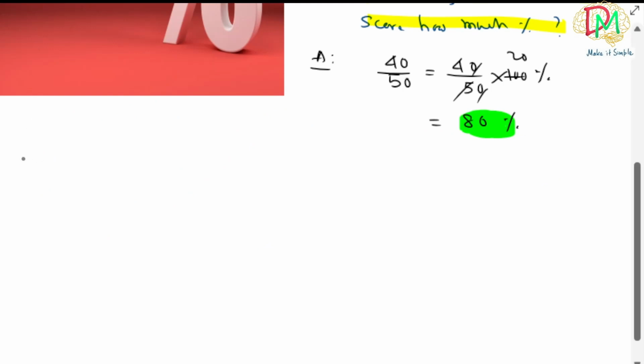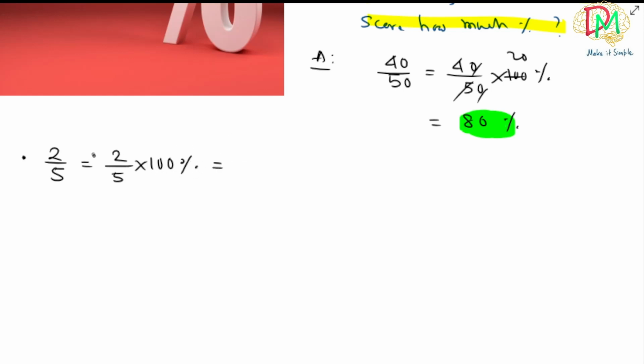Let's take one example, that is 2 by 5. This is a fraction number. How can you convert it into percentage? Multiply by 100, and you must write down the percentage sign at the same time. So you get what? 20 times 2, so this is 40%. Clear?